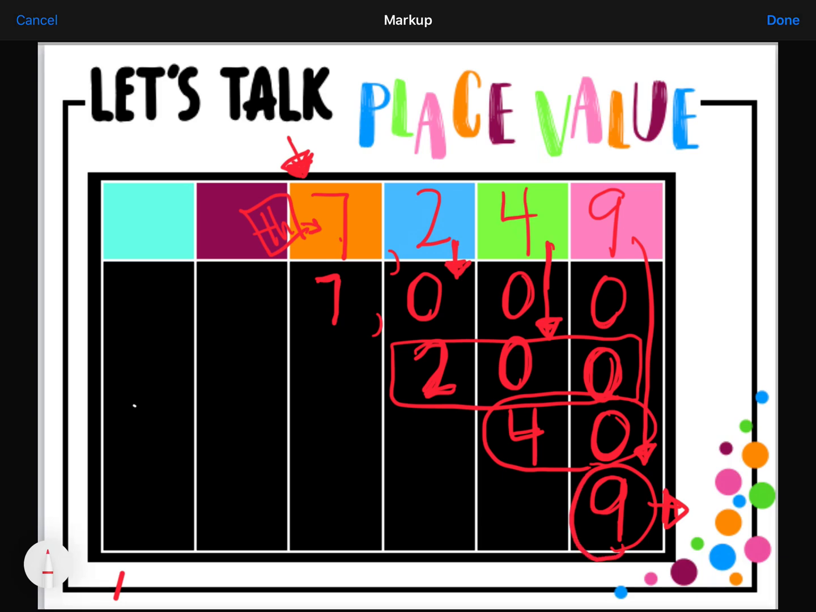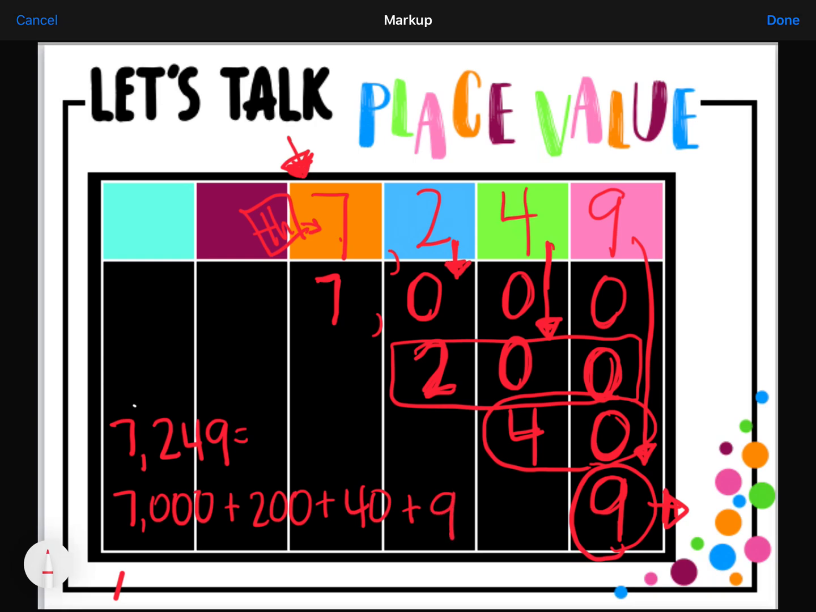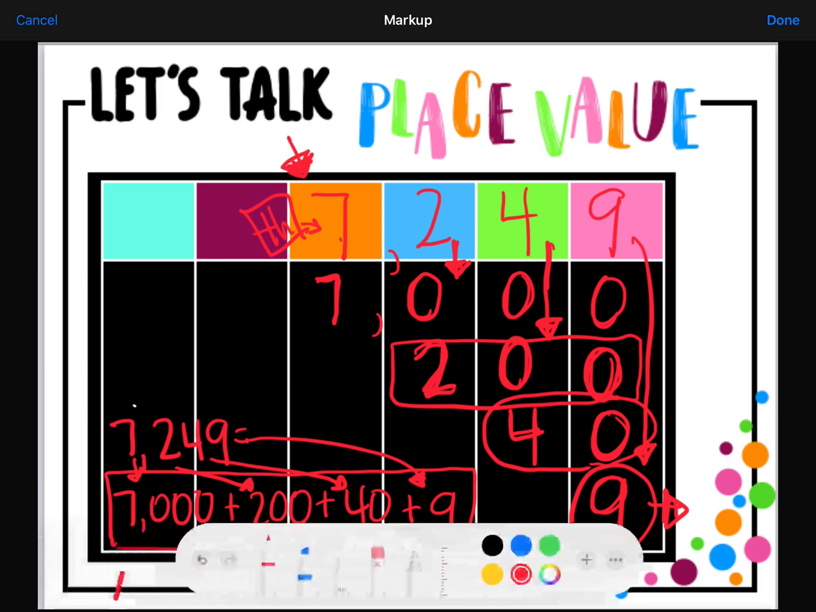So 7,249 is the same thing as 7,000 plus 200 plus 40 plus 9. So expanded form is like taking that rubber band and expanding it. You're stretching it out and just saying this 7 is worth 7,000, this 2 is worth 200, this 4 is worth 40, and this 9 is worth 9. Okay, so let's try another one.